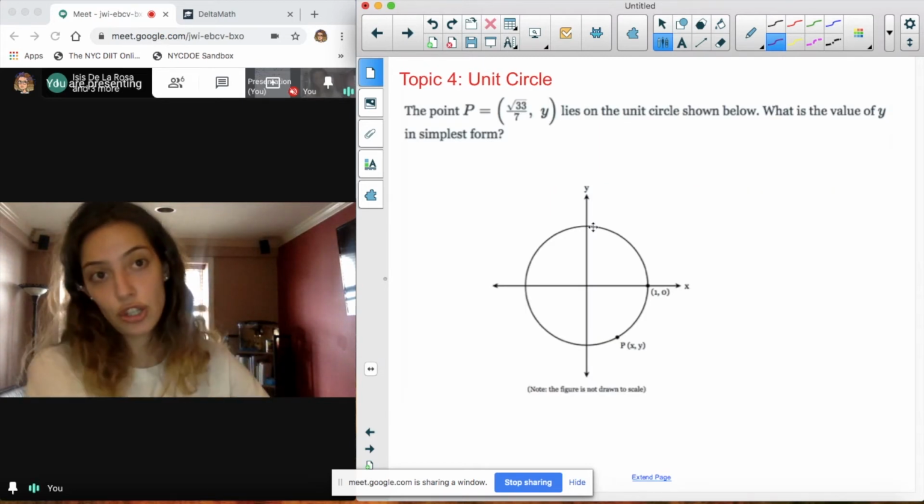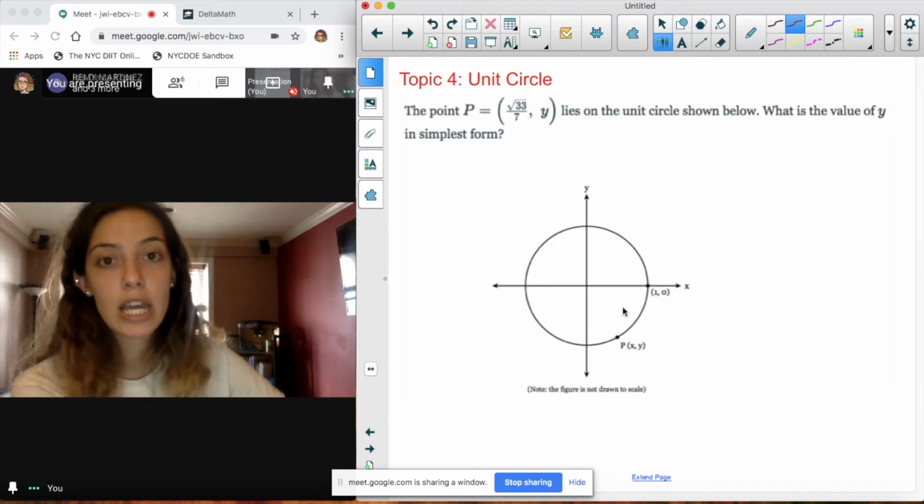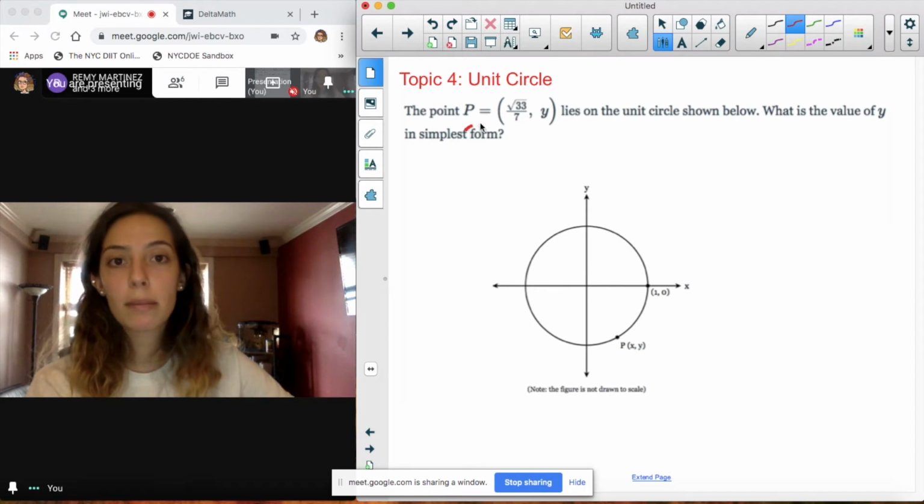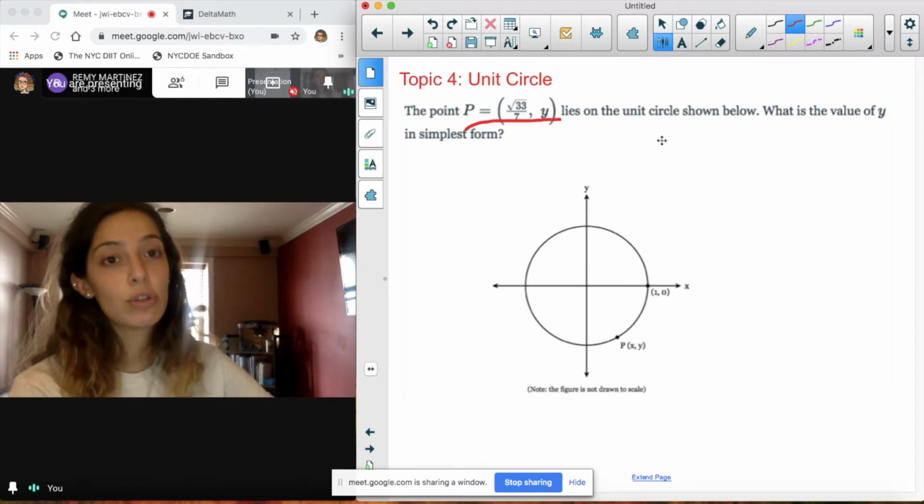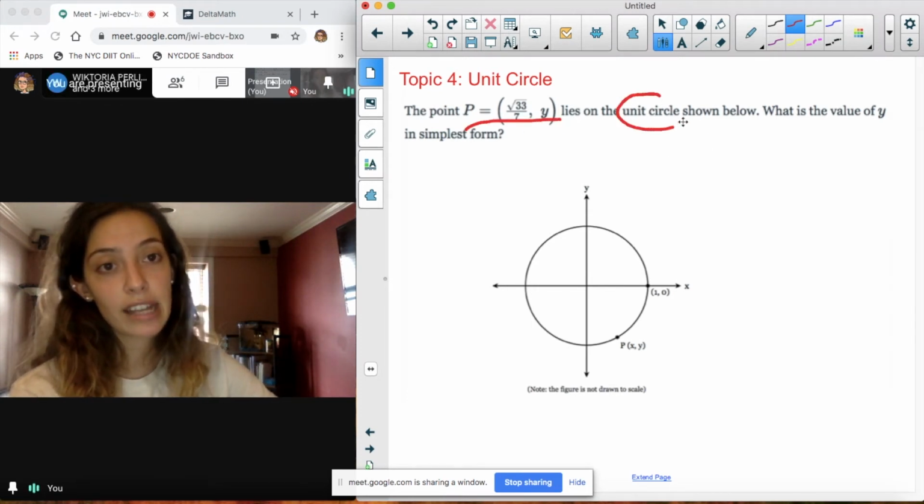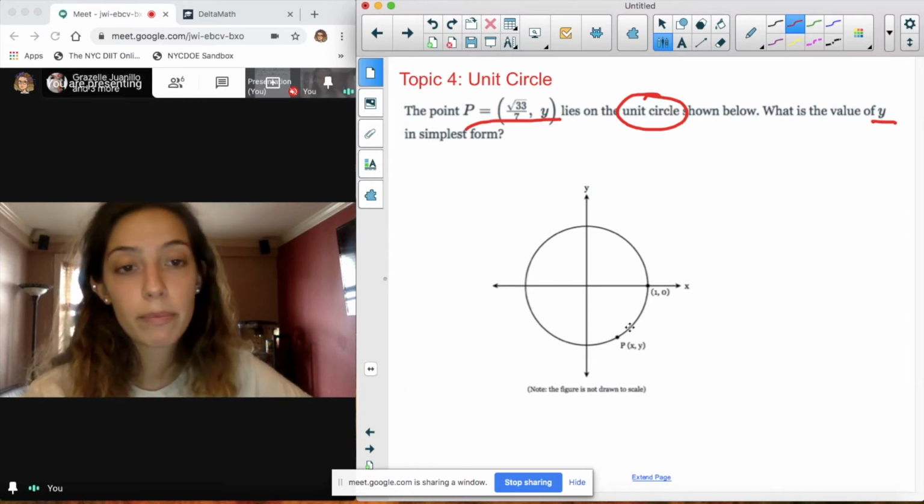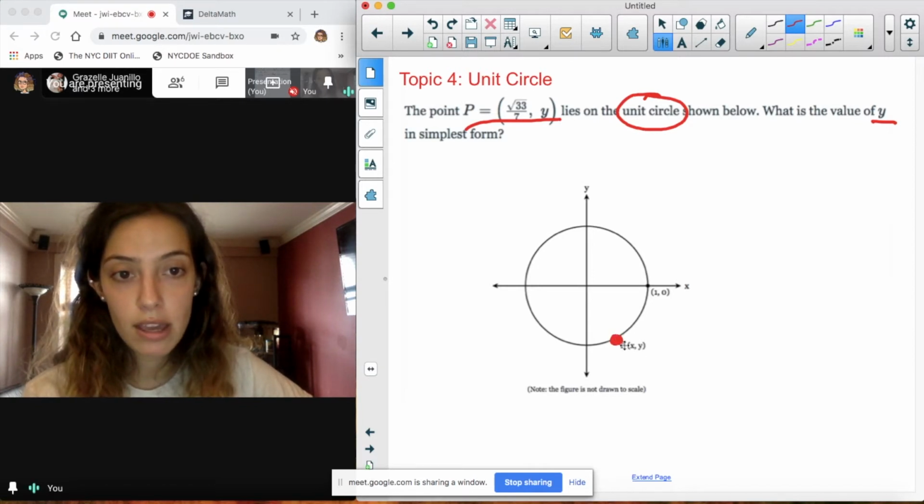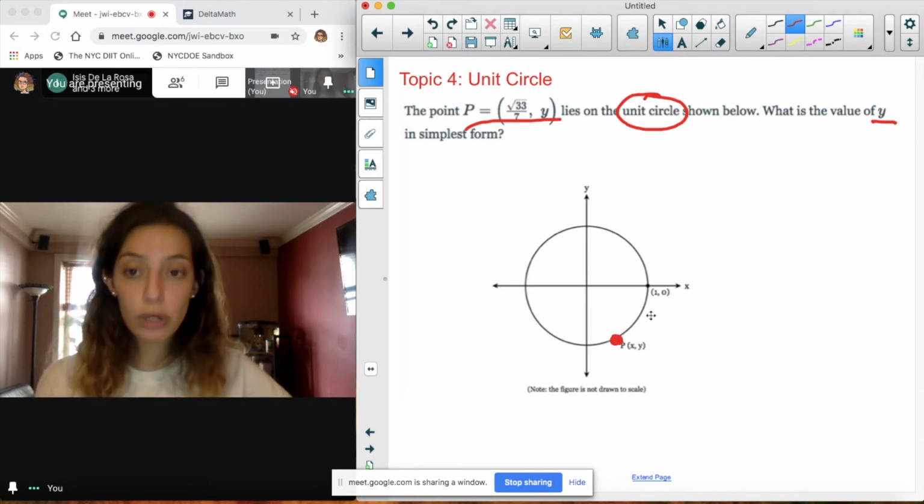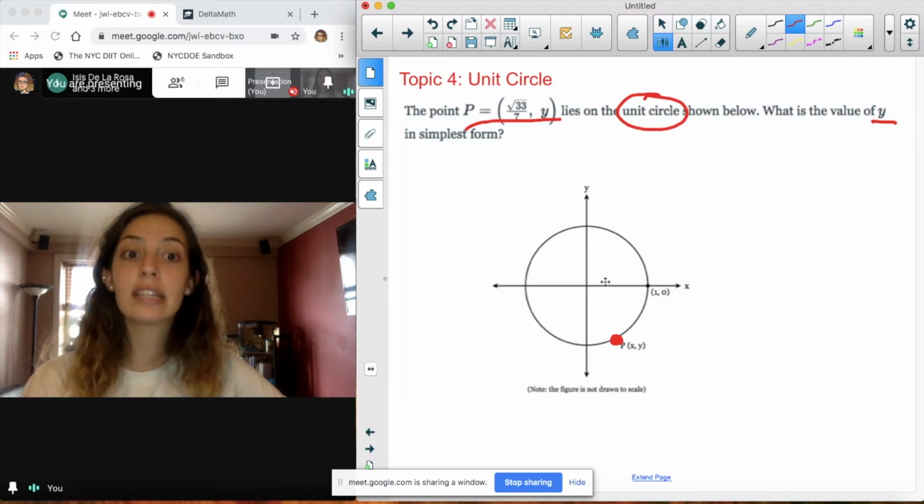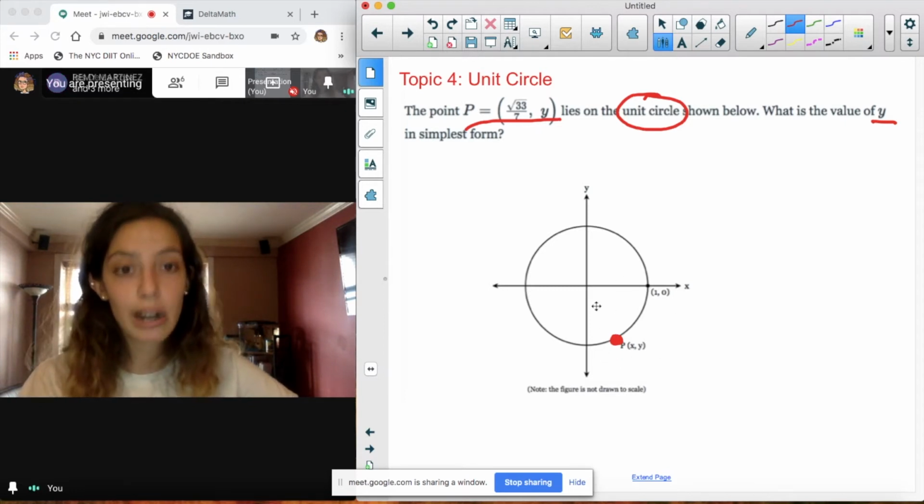So let's get to a problem. So it says the point P lies on the unit circle shown below. The fact that it's a unit circle is very important. What is the value of y in the simplest form? So it tells us that P is right over there. That's important because it tells us that it is in the 4th quadrant. We are going to use that.